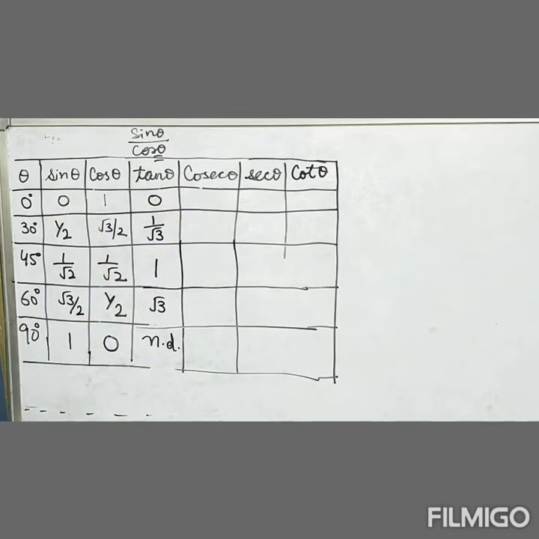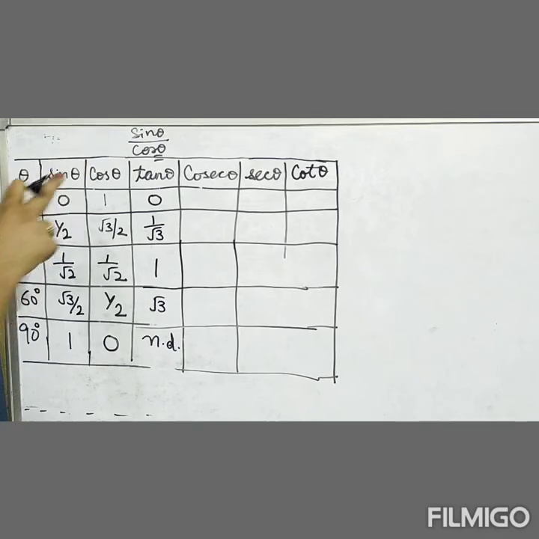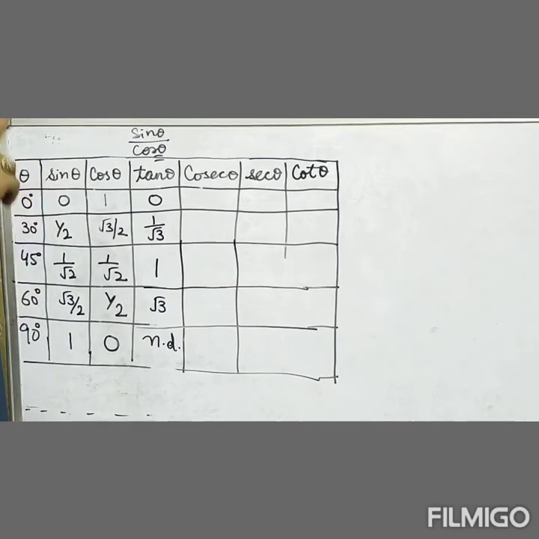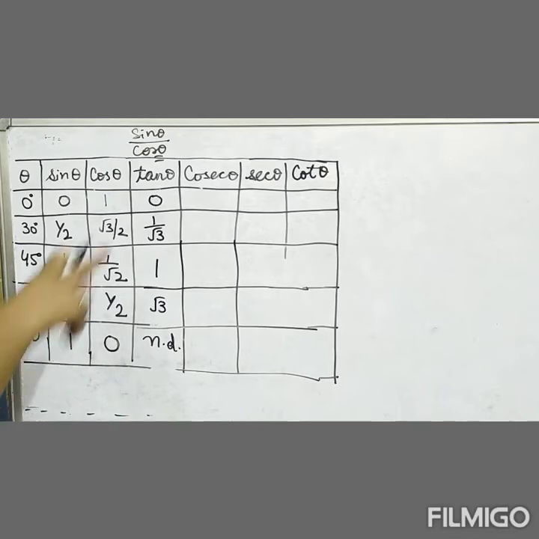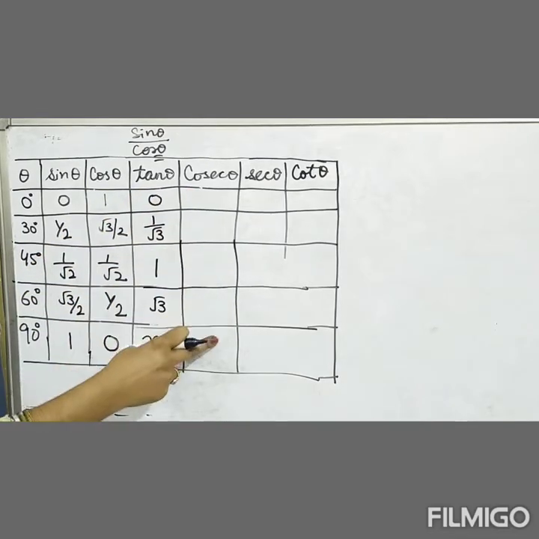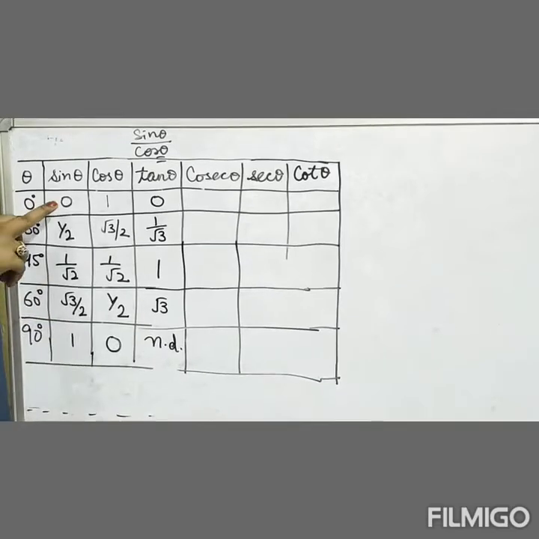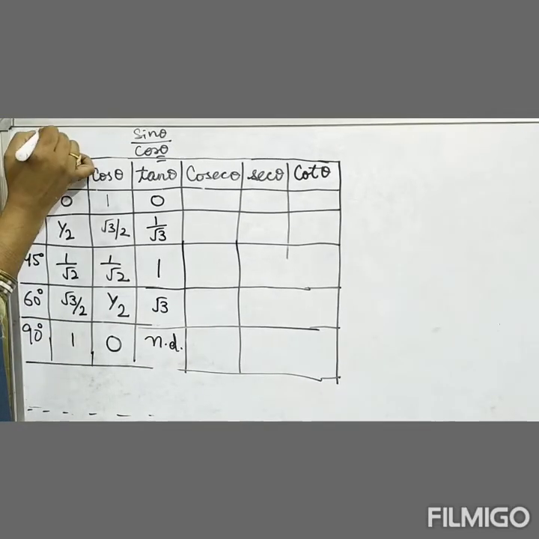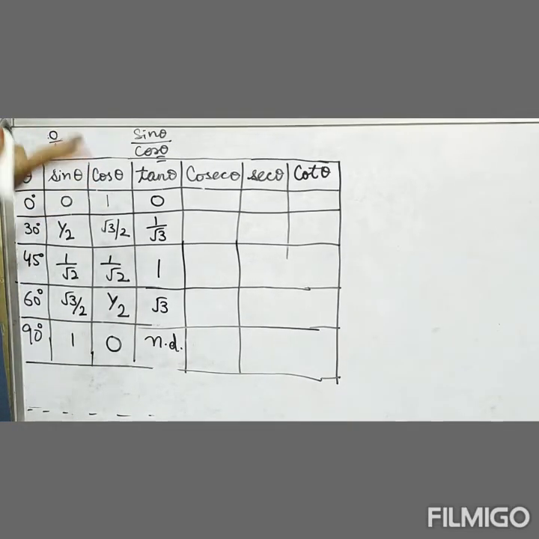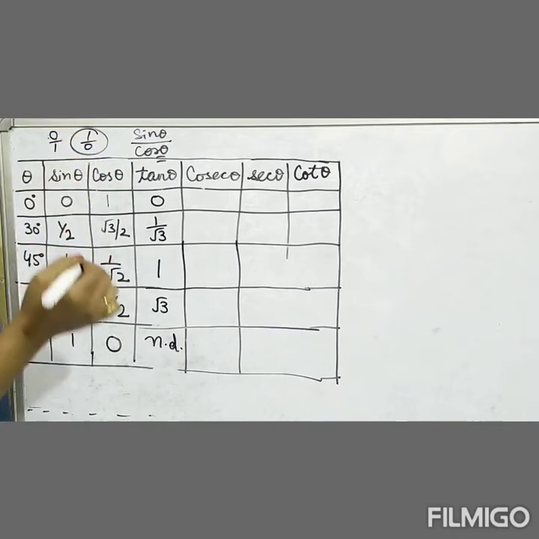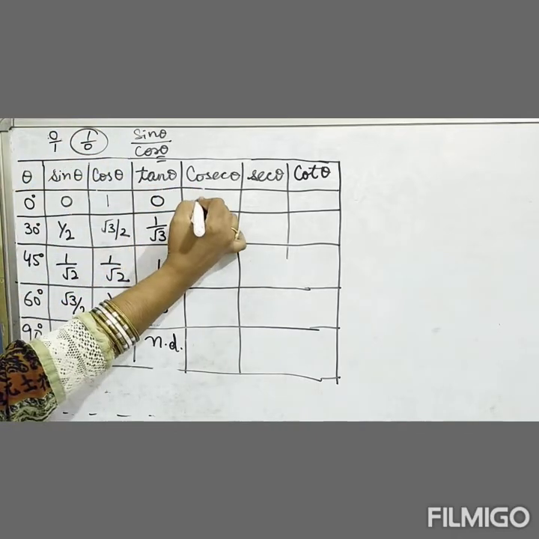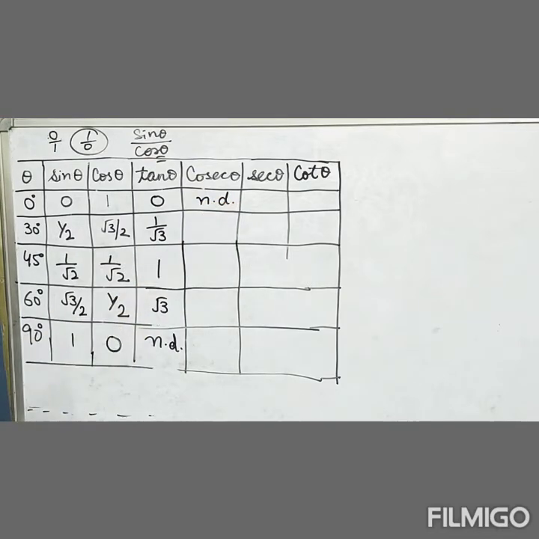Now what about this cosec theta? We have already discussed that cosec theta is 1 by sine theta. If I have the values of sine theta here, how can I get the values of cosec theta? Just by reciprocal. The reciprocal of 0, which is 0 by 1, gives 1 by 0, and just now I told you 1 by 0 means not defined, right?